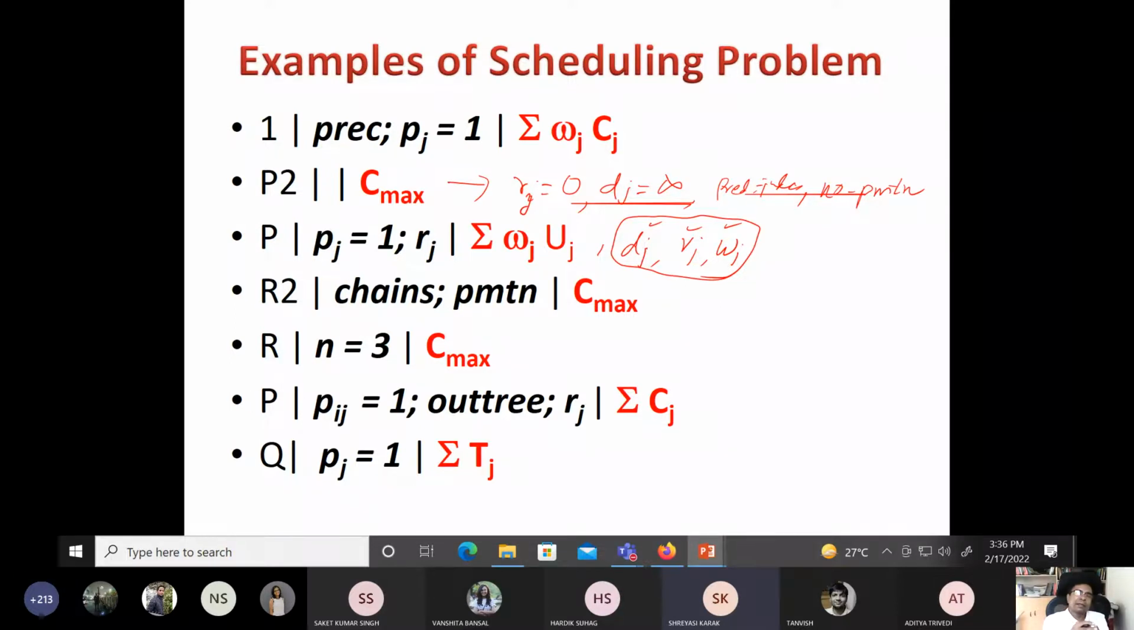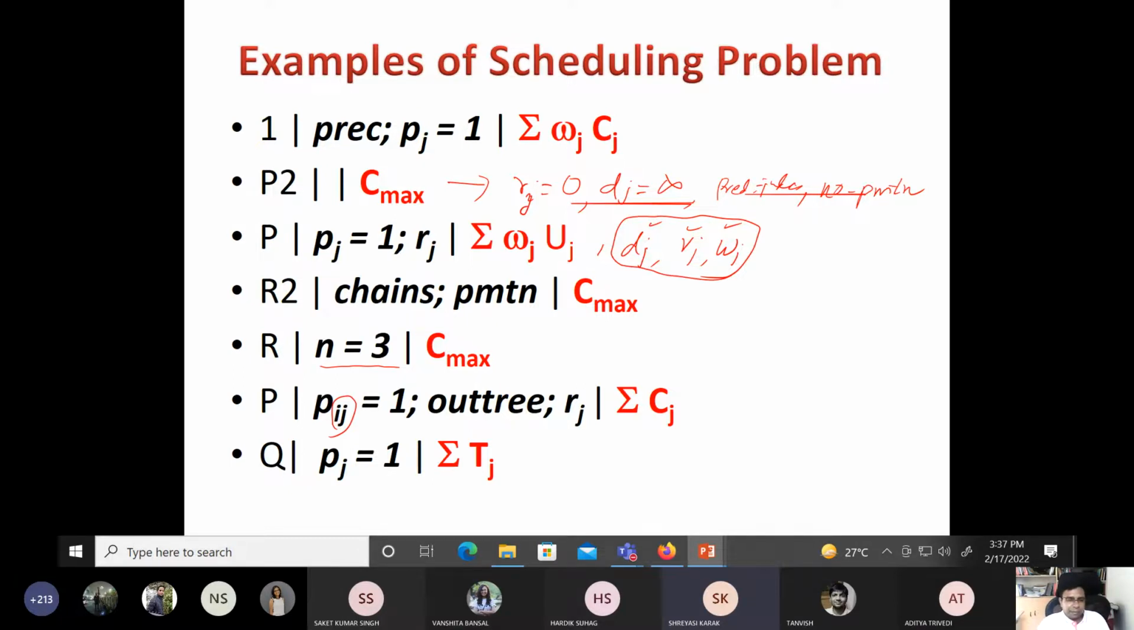Okay. So in this way, we classify the scheduling problem. R, n equal to 3, Cmax. What does it say? Number of tasks is equal to 3. And if precedence constraint is not mentioned, by default it is independent jobs. Release time is 0, deadline is infinite, no preemptions, but the number of tasks is only 3. And what is R? Unrelated processors. And this should be pj, not pij. Okay, this should be pj.